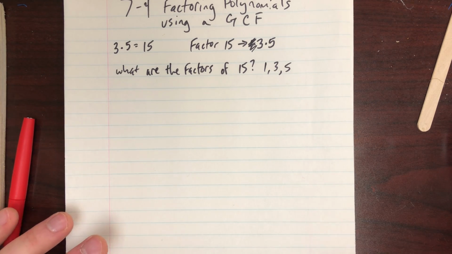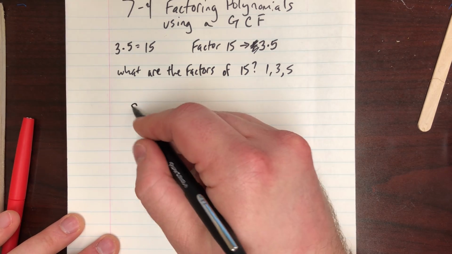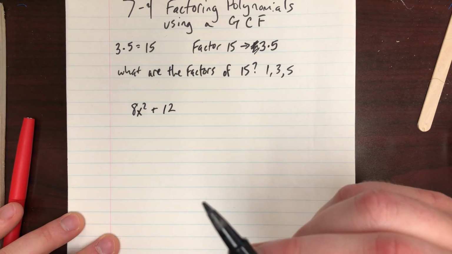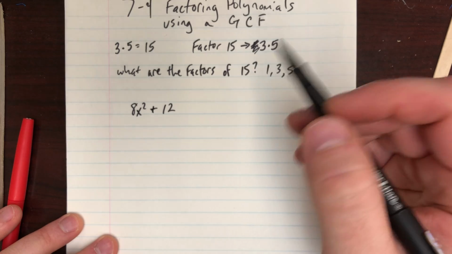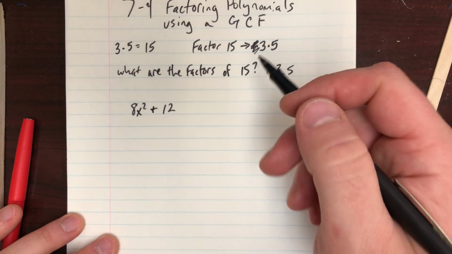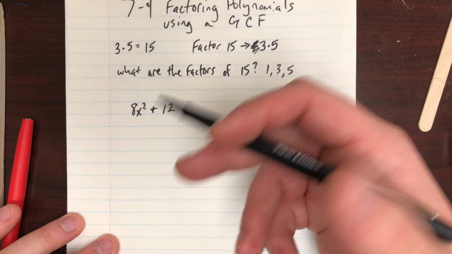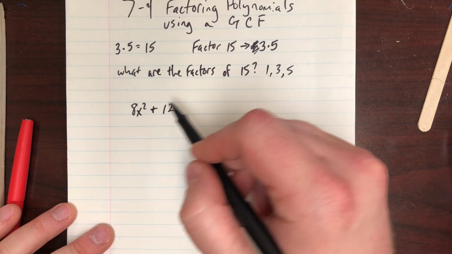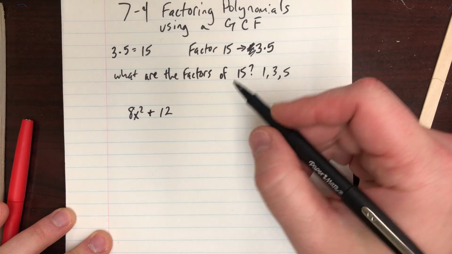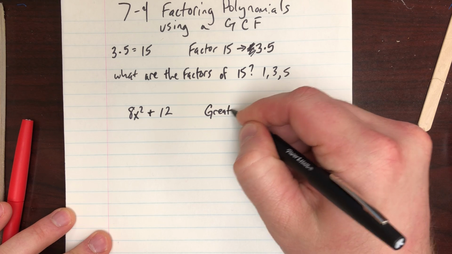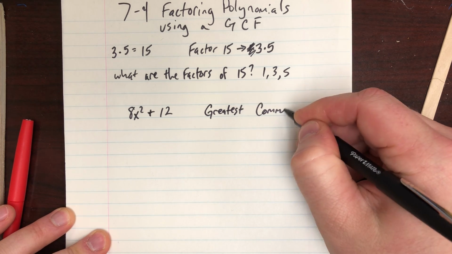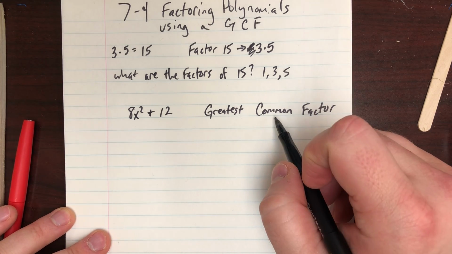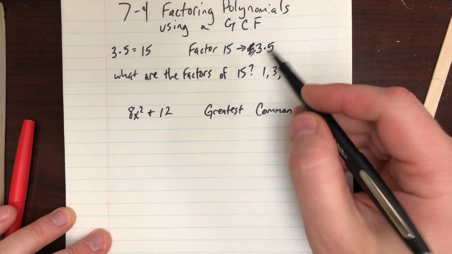So when we're looking at a polynomial, like let's say 8x squared plus 12, the way that we factor polynomials is we reverse the multiplication. And reversing multiplication is the same as division. And then we list them all out being multiplied together. So if I wanted to factor this, the first thing we have to talk about is something called a greatest common factor. Greatest meaning biggest, common meaning they both have it, and factor meaning the thing that multiplies to equal it.